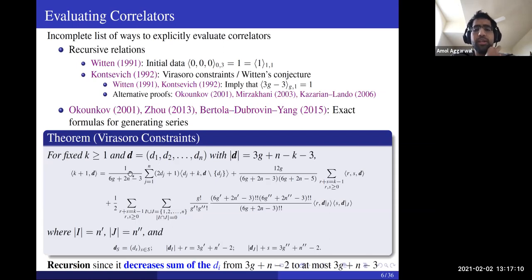I just want to quickly explain how these Virasoro constraints look. I won't go into detail on them at the moment. I just want to give you a flavor of how they look. So you should view this quantity here as tau of k plus one, and then tau of d1, d2, all the way up to dn. That's what this expression over here means.